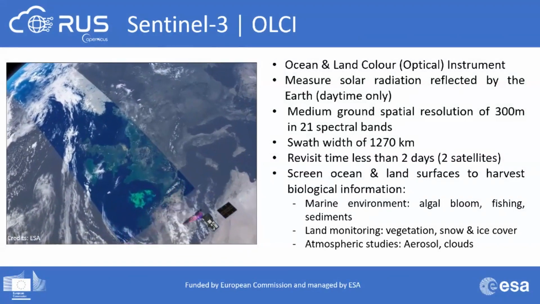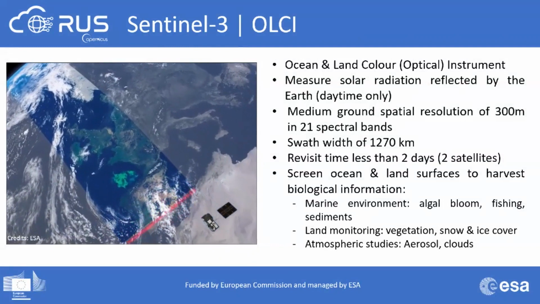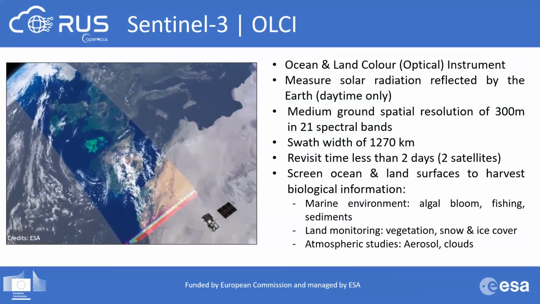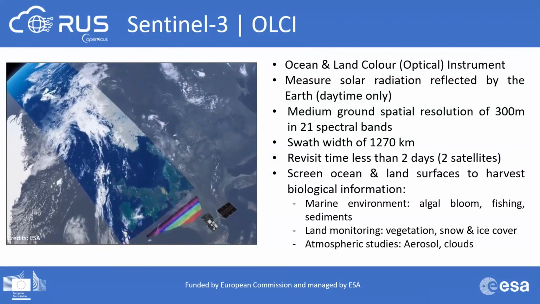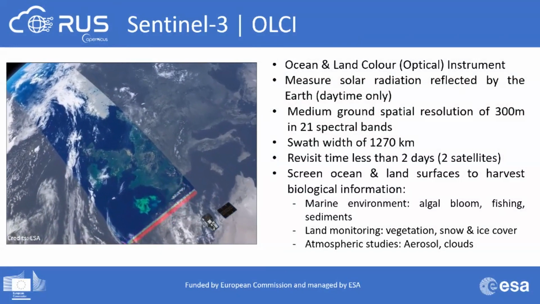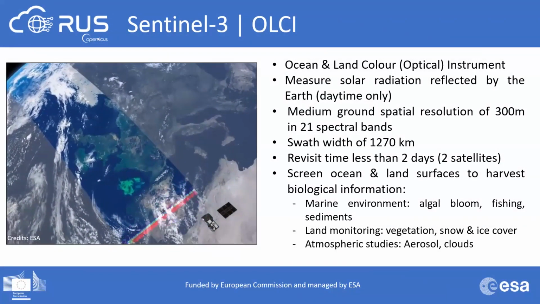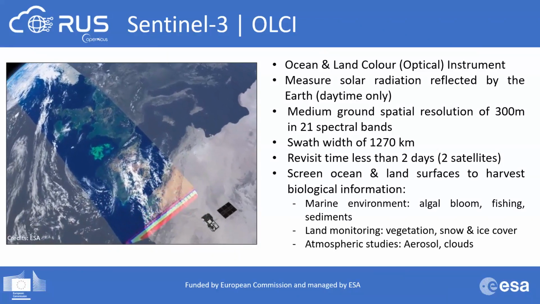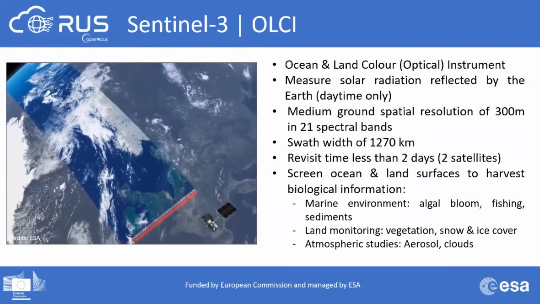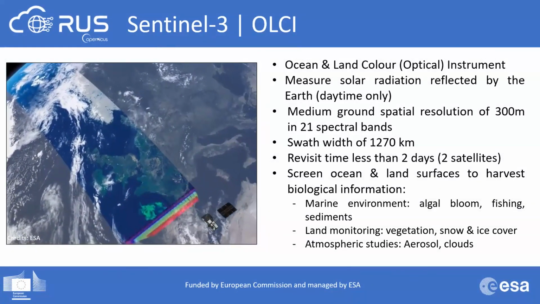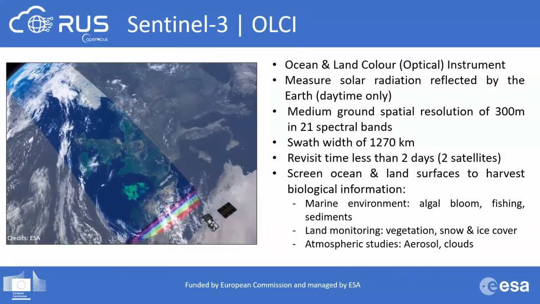The main objective of this sensor is to screen the ocean and land surfaces to harvest biological information on our marine environment, such as algal blooms, fishing, or sediments. It's also used to monitor the land surfaces, such as the vegetation health, the snow and ice cover, and the data are also ingested in atmospheric studies, such as aerosol or cloud detection.